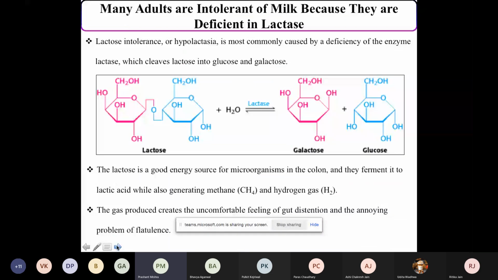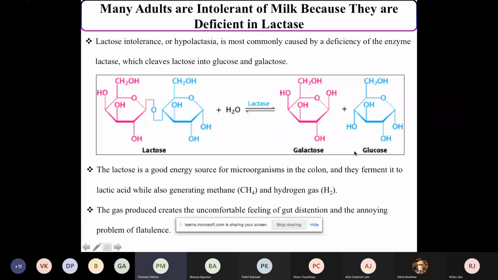So what happens? There is lactose which is present in milk as a source of carbohydrate. It is listed as a very useful disaccharide which is present in milk, and so people take it. What happens to this lactose? There is an enzyme called lactase. It will break this beta glycosidic bond, and then you will have one molecule of galactose and one molecule of glucose. Glucose will be metabolized as such.